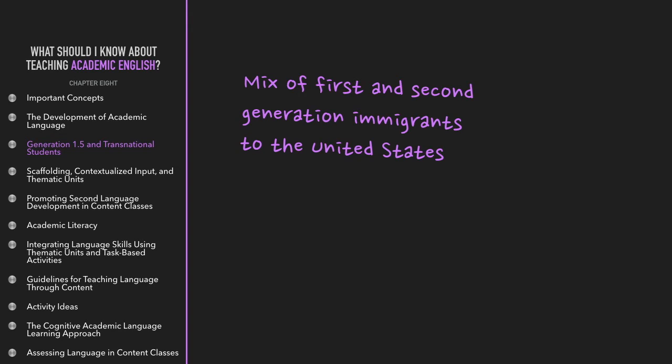This means that although they have strong BICS, they struggle with CULP. This makes it difficult for them when it comes to learning in an L2 environment. Because they speak their first language much better than they can read or write it, they struggle to develop CULP in both their L1 and L2.